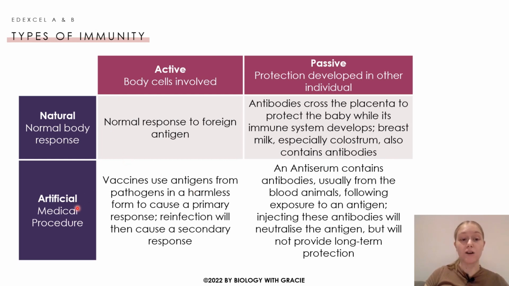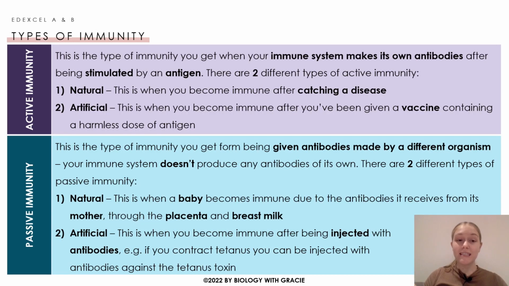We've then got active artificial, so artificial being a medical procedure. So vaccines, for example, use antigens from pathogens in a harmless form to cause that primary response, and then reinfection therefore allows for a secondary response. And then finally, passive artificial. So for example, an antiserum contains antibodies, usually from the blood of animals. Following an exposure to an antigen, you're able to be injected with these antibodies, which neutralizes the antigen, but doesn't actually provide long-term protection. This is the same as the previous slide, just set out in a different way.